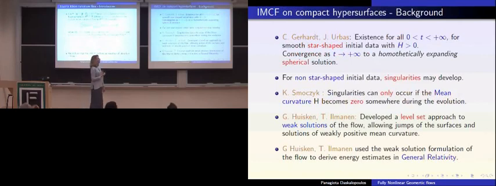So this flow was first introduced by Klaus Gerhardt and I think later Urbas, in the compact case, and they showed that if the initial data is star-shaped with respect to an origin and has H positive and, let's say, smooth, then there is long time existence of the flow, because you don't shrink, you expand. And as t approaches infinity, the solution becomes more and more spherical. So you converge to the sphere.